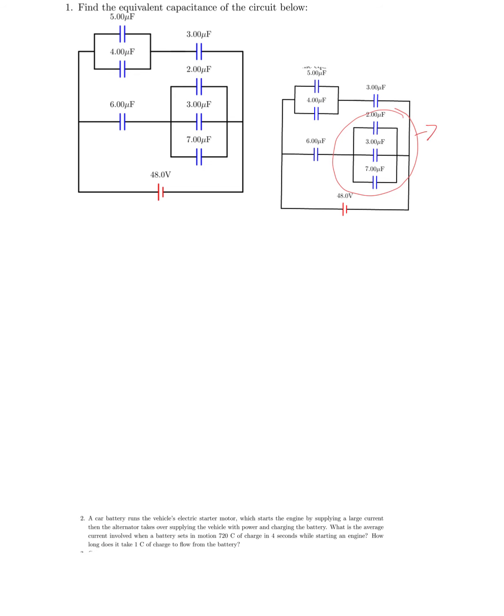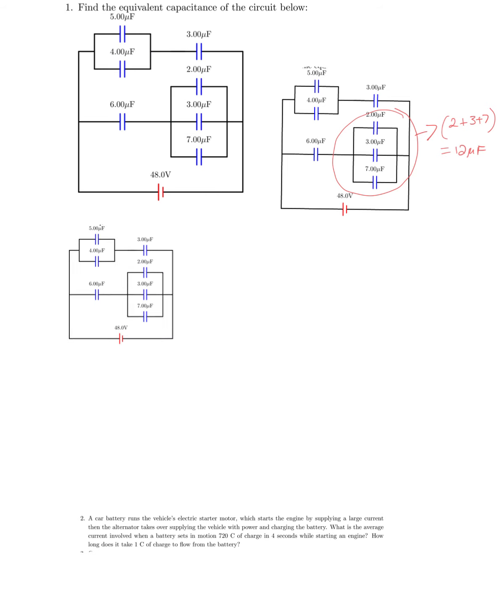Okay, so for this, when you're adding capacitors in parallel, you just add them linearly, which is the opposite of how we add resistors in parallel. And so this is all microfarads, they're all the same unit, so this is going to be 12 microfarads. And then we're going to redraw our circuit.